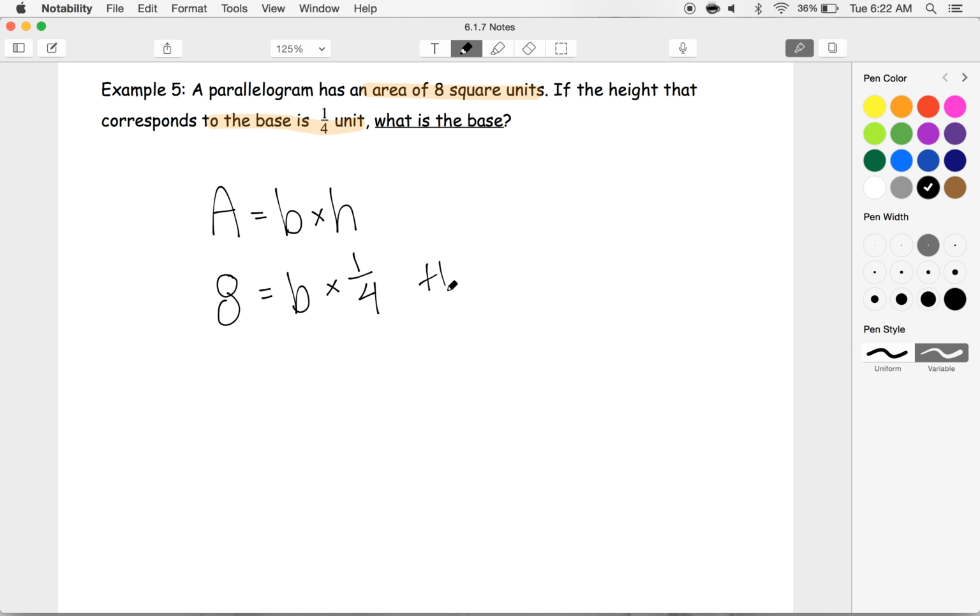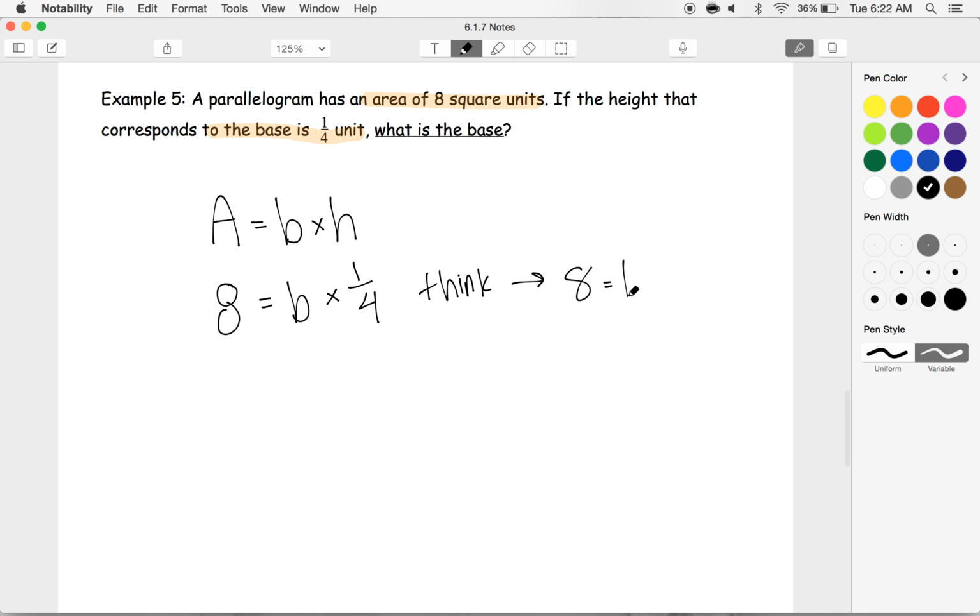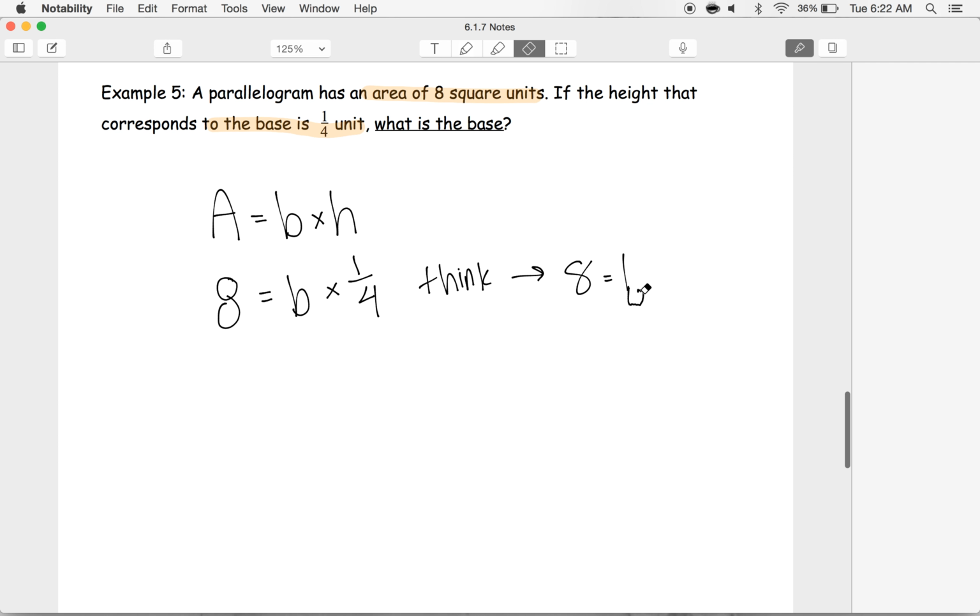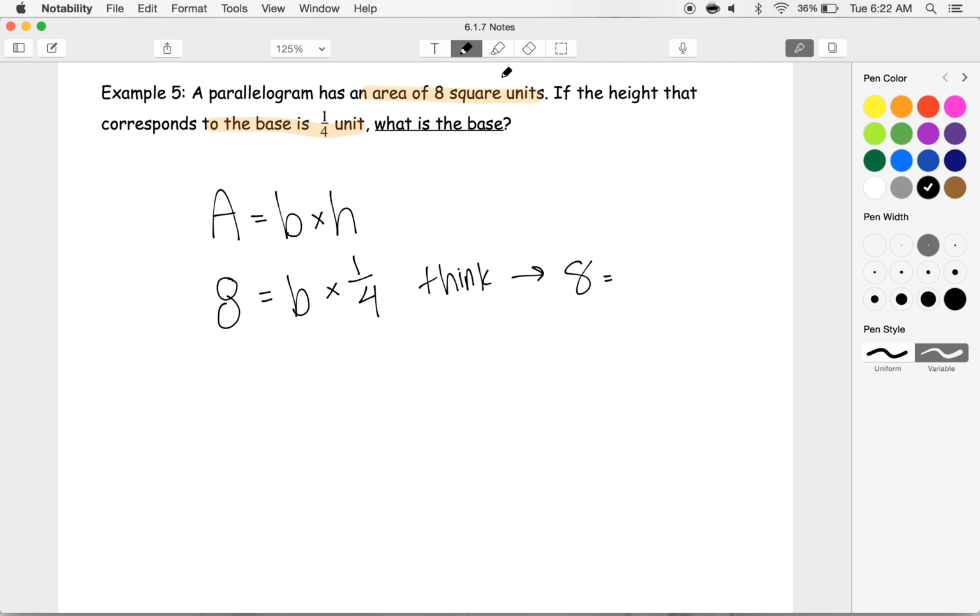Sometimes I like to think of my fraction as division. So maybe I could think about this as base divided by 4. So multiplying by 4 is the same idea as dividing by 4. So what number, when it's divided by 4, is going to give me 8? What number divided by 4 gives me 8?